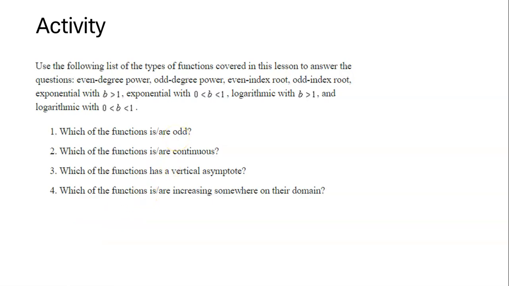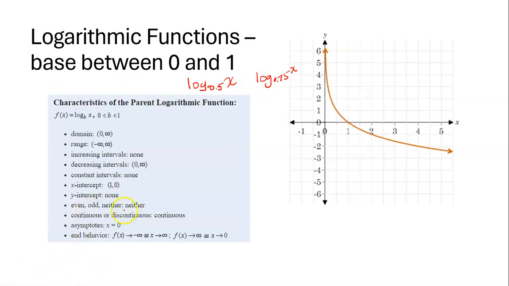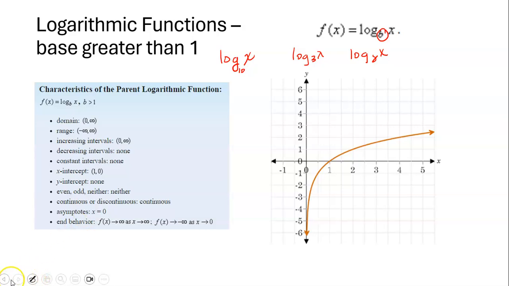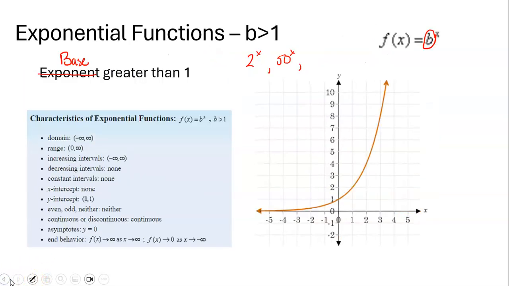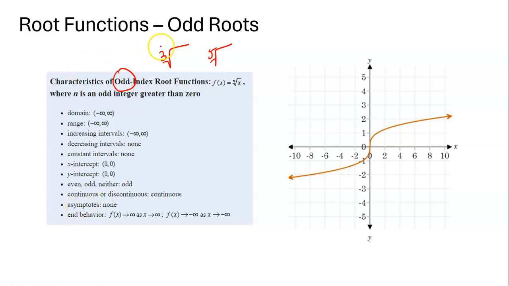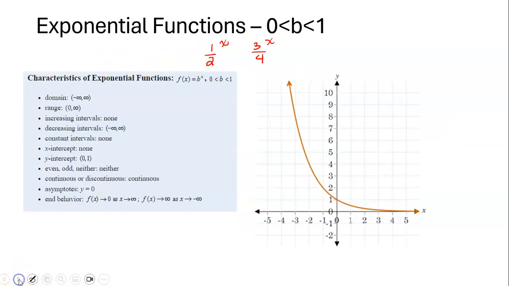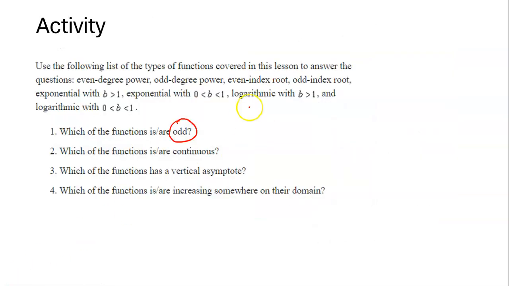Okay, here's the activity, and this has a lot of writing. So you may want to get a sheet of paper because I'll have to erase and come back and all of that stuff. It says use the following types of functions covered in this lesson to answer the questions, and it lists all of the types of functions that we have here. So it says, which of the functions are odd? So I went through and I looked at the characteristics. Like, this is neither, so I won't list that one. Also neither, neither, neither. Odd, so this one is odd. So root functions with odd roots is odd. That's one of the ones I'm going to list.